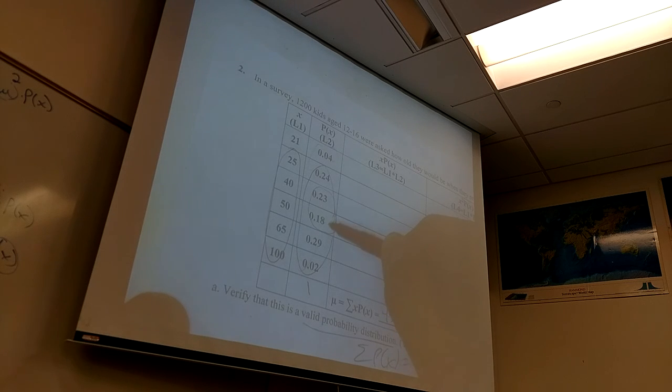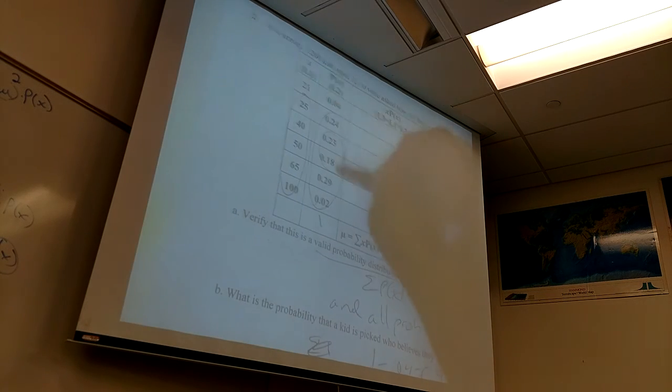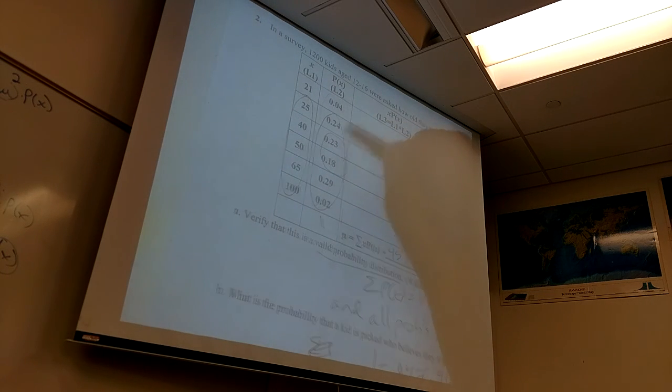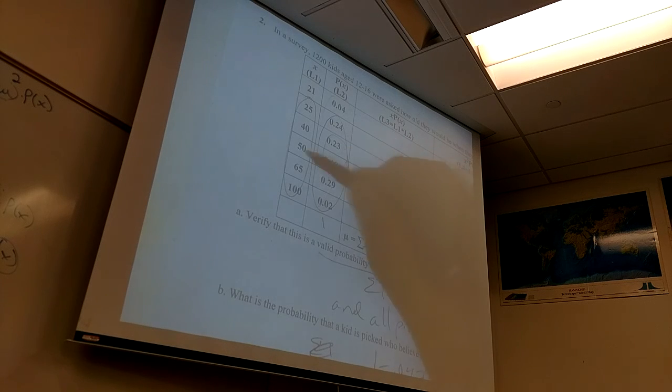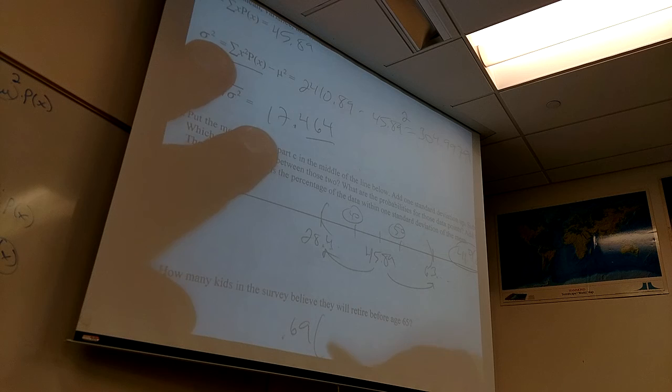I probably calculated it down. I'm with you. You got 0.69. Anybody else do that? Yeah, 0.69. And I multiplied it by, because that's the probability that they said before 65, right? It's the probability that they said they were trying before 65, times how many kids there are.